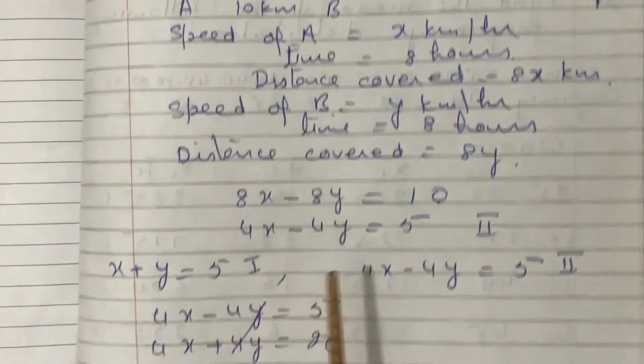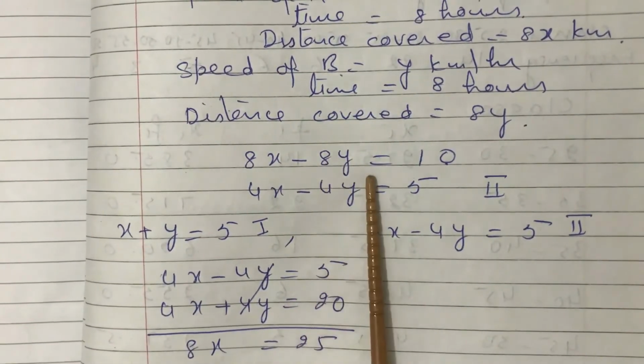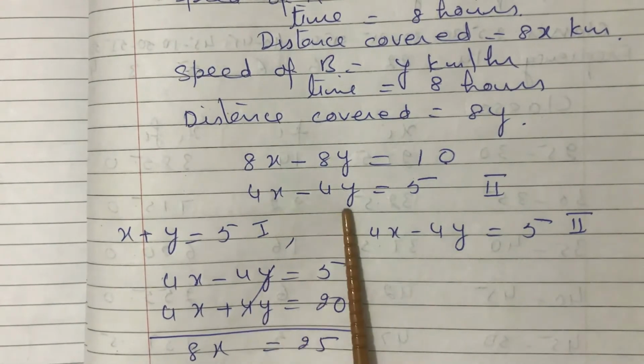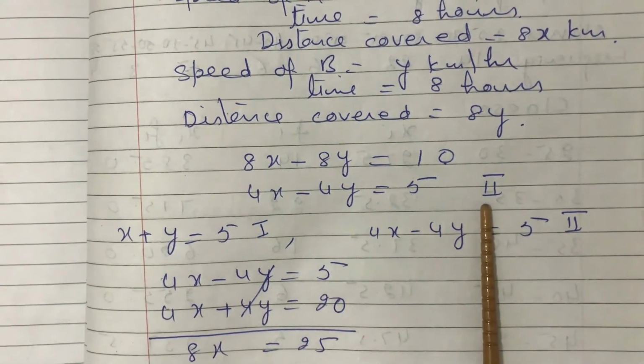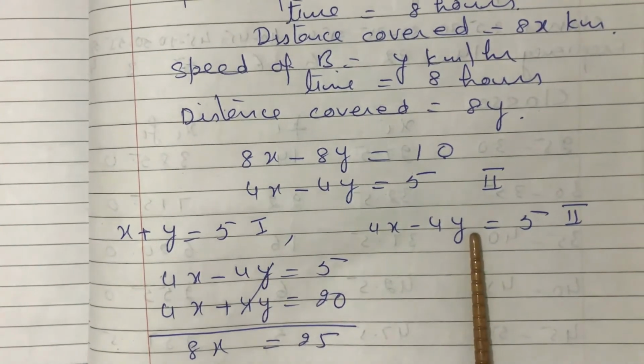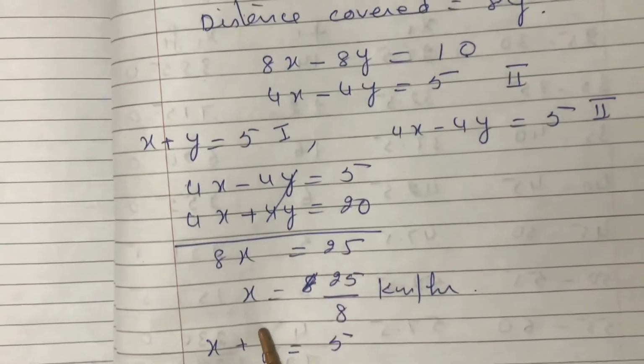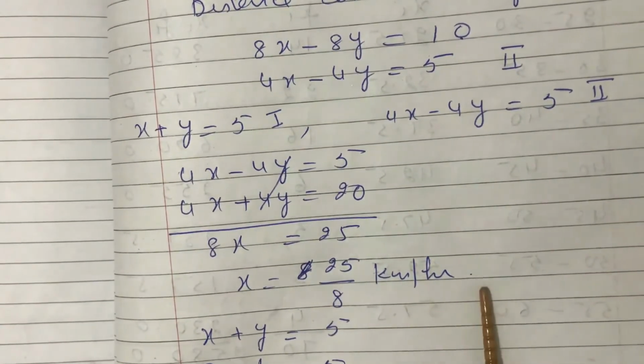So our second equation is 8x minus 8y is equal to 10. Divide by 2, you will have 4x minus 4y is equal to 5. So we have two equations now. So by elimination method, I have found the value of x, which is 25 by 8 kilometer per hour.